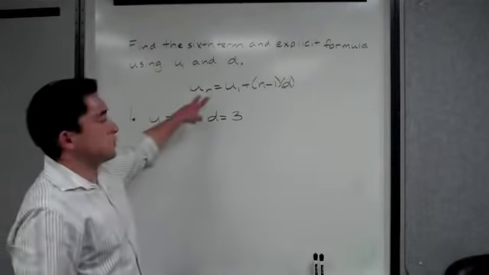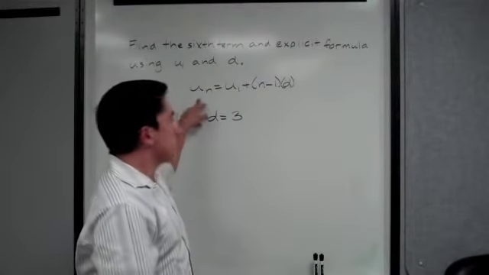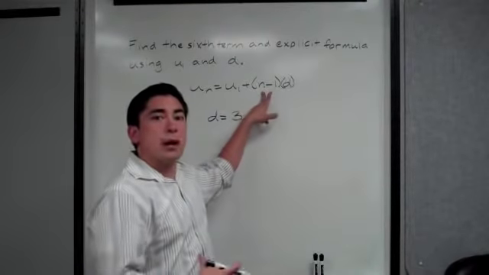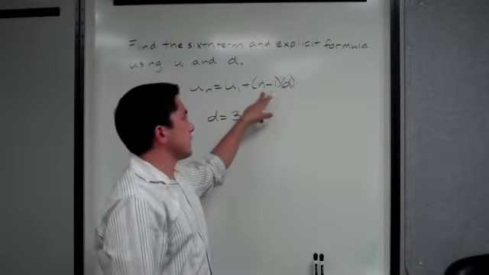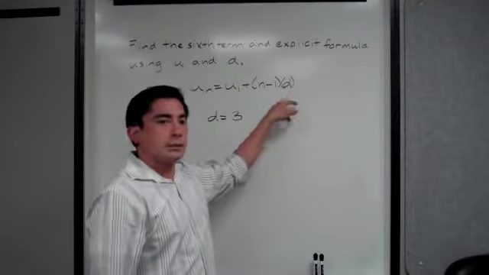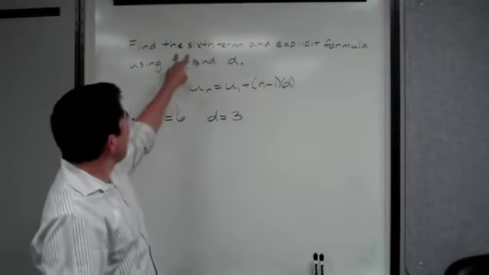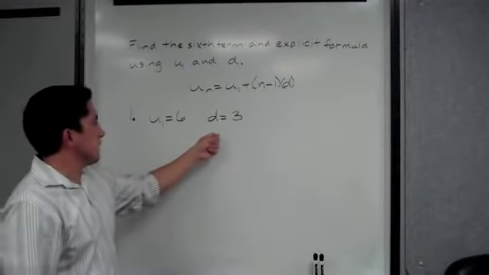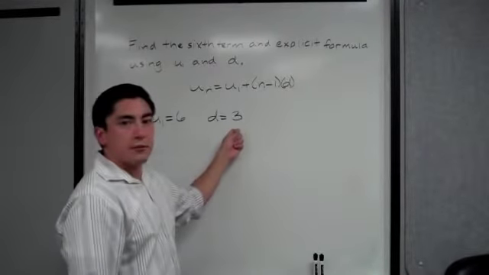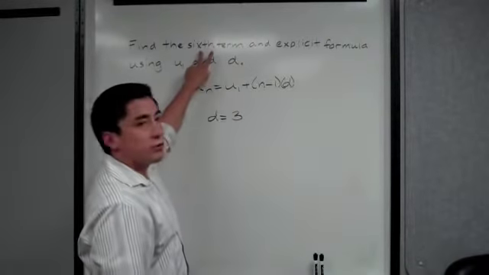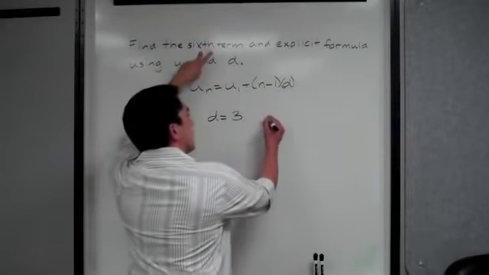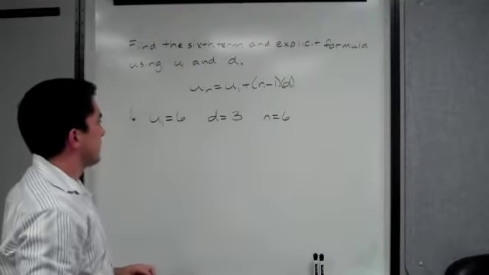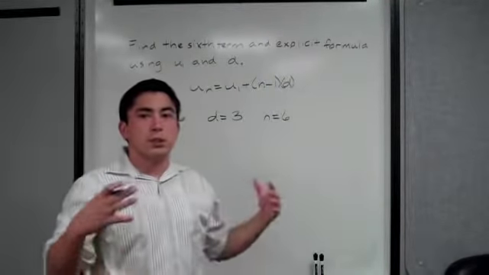U sub n means whatever term you're looking for. U sub 1 means your first term. N is the amount of terms that we're dealing with. And D is our common difference. So if we're trying to find the sixth term, we're given the info that our first term is 6. The common difference is 3. Since we're trying to find the sixth term, n in this case is equal to 6 as well. So since it's a formula, just plug straight into the formula.